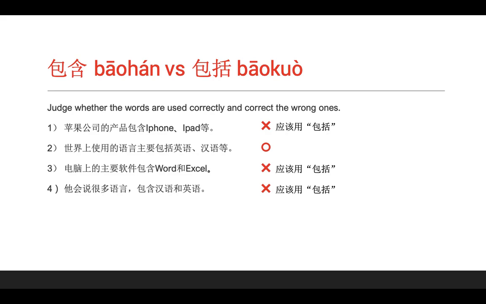Yeah, as you may already notice, here we need to use 包括 instead of 包含 because 汉语 and 英语, Chinese and English, these are both languages that belong to the group, like 他会说很多语言. He speaks many languages, they are the components. So we are going to use 包括.